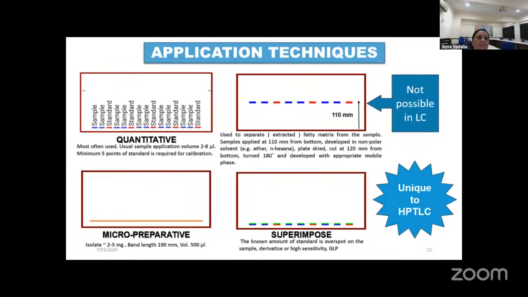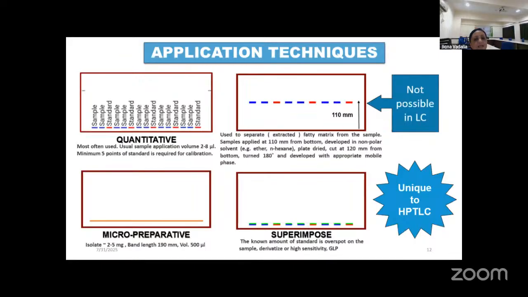Now, in the HPTLC, we can analyze the sample with either qualitative analysis, also for the quantitative analysis. So we can apply multiple samples on one plate, as well as we can also use the TLC plate for the preparative purpose.